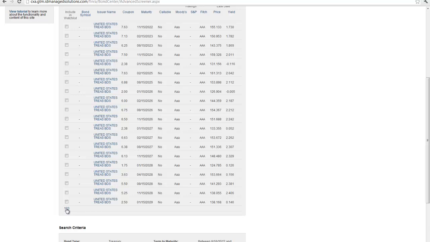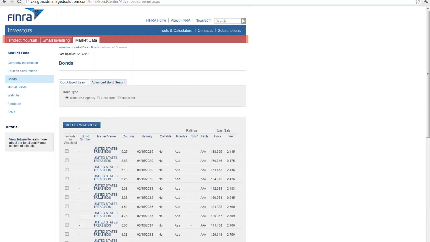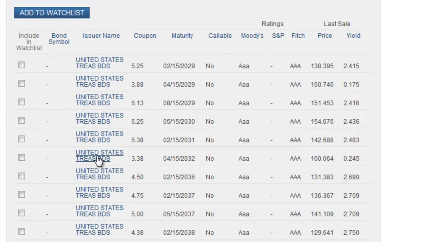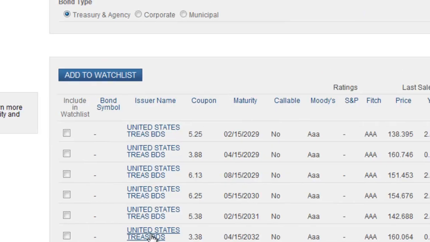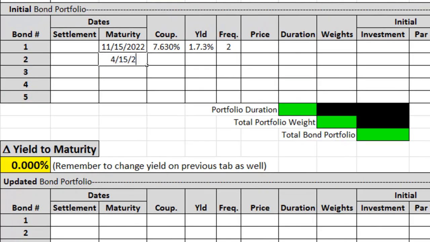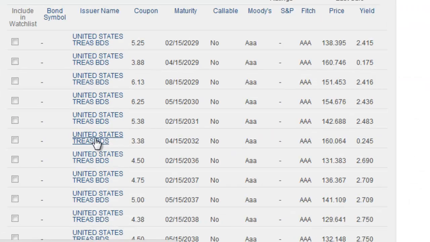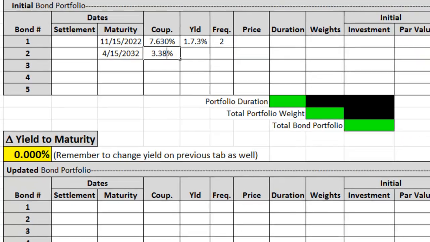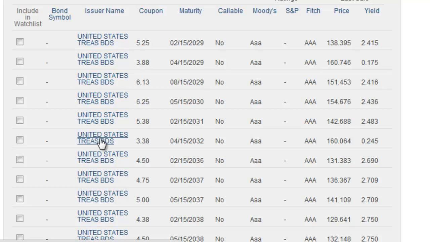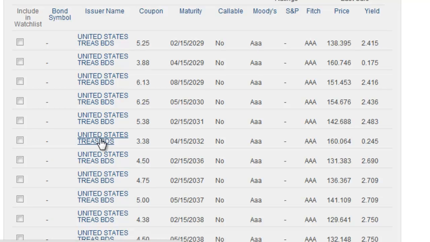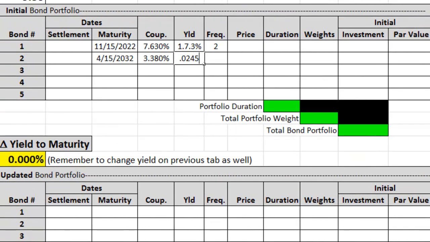In fact, why don't we grab 2 that are a little bit longer term? So like right here. This one expires in 2032, so 4/15/2032. Coupon rate of 3.38 and a yield of 0.0245. And that's also going to pay semi-annually.